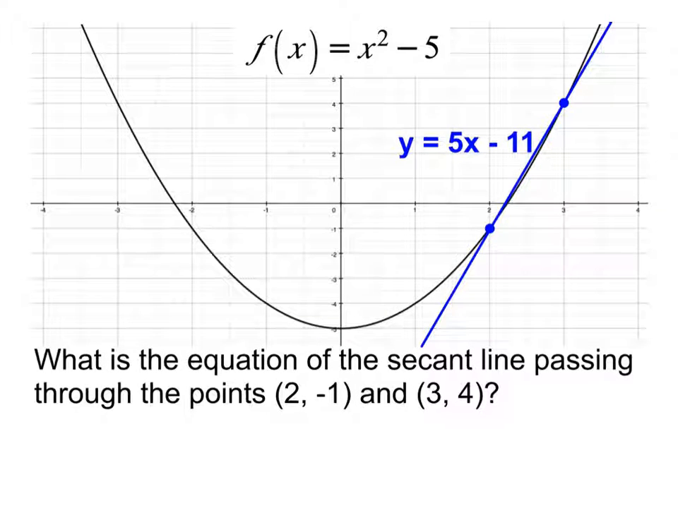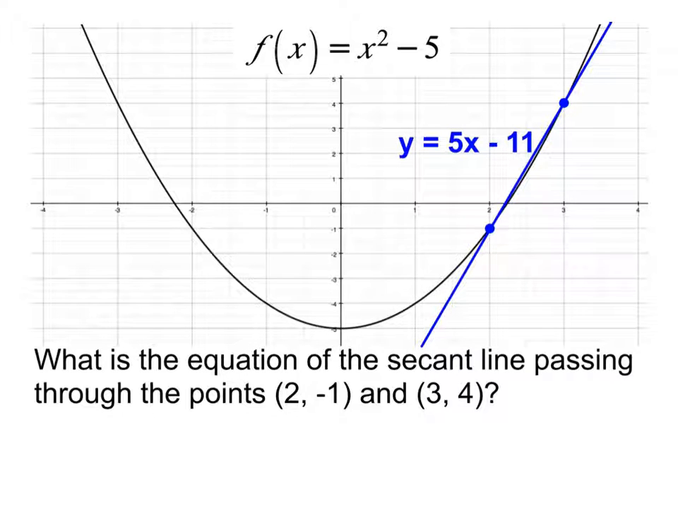Now taking a look at the graph, remember that we are finding the equation of the secant line through those 2 points. That is where x was 2 and where x was 3. Notice that the blue line drawn through them goes right through those 2 points. And that's what we just found. We found that equation, y equals 5x minus 11, for that line.